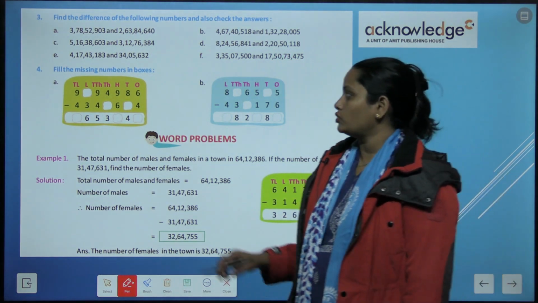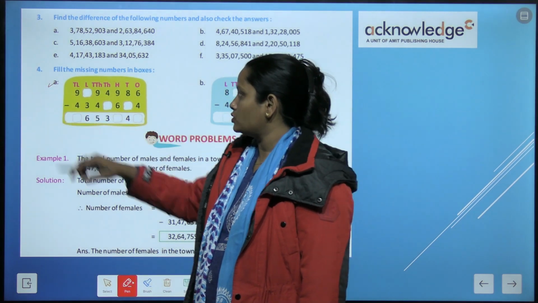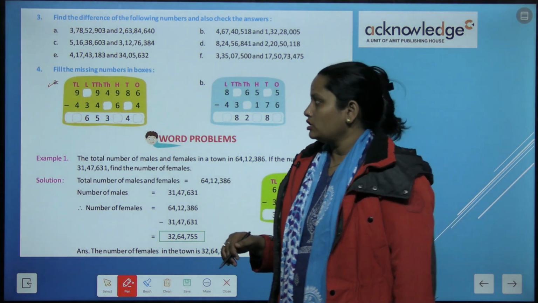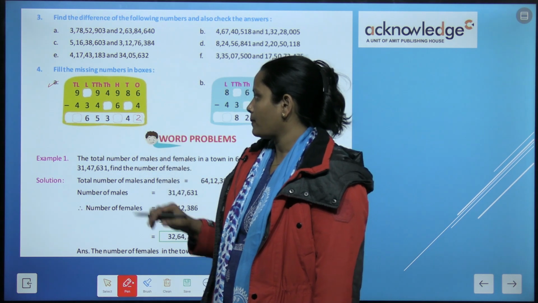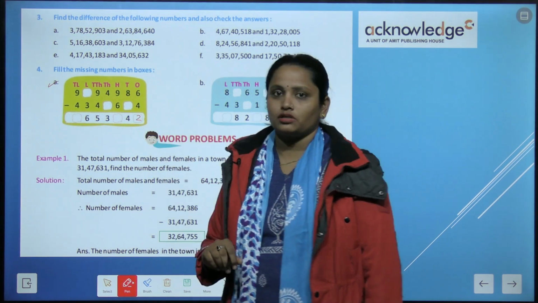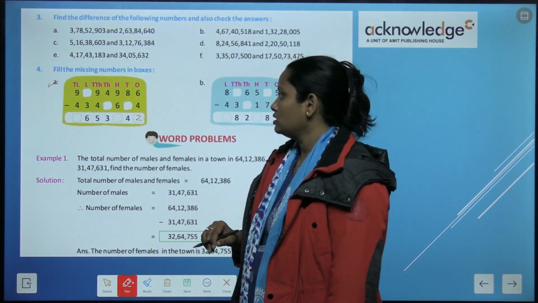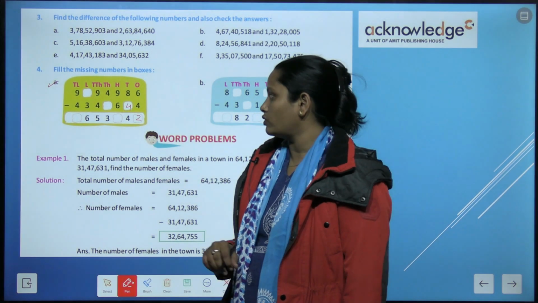Now let's move on to question number 4. Here 2 questions are given. I'll be doing one. Second one we have to do unknown. So here the first is 6 minus 4 is 2. Now 8 में से हम कौन सा number subtract करेंगे? We will get 4 here. So we are going to subtract 4. So 8 minus 4 is 4.